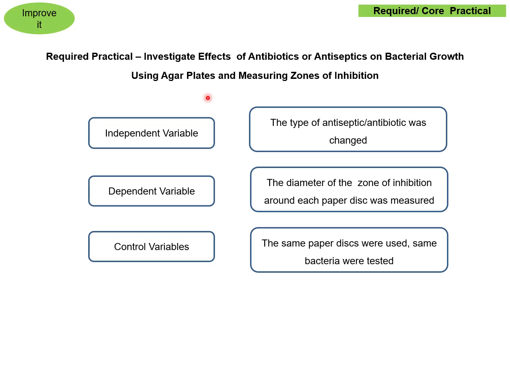So let's go through the variables for the practical. The independent variable was the one that we changed. That was the type of antiseptic or antibiotic. The dependent variable was the one that we measured. So that was the diameter of the zone of inhibition around each paper disc. Then we controlled as many of the other variables as possible. So we kept these things the same: the paper discs and the same bacteria were tested.